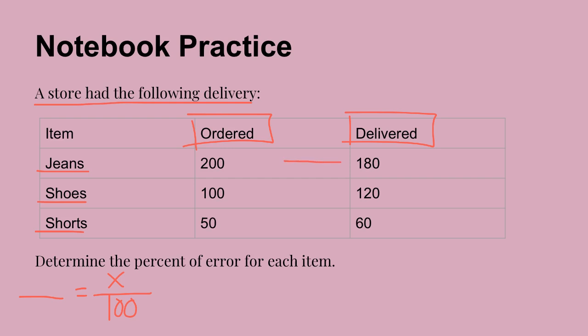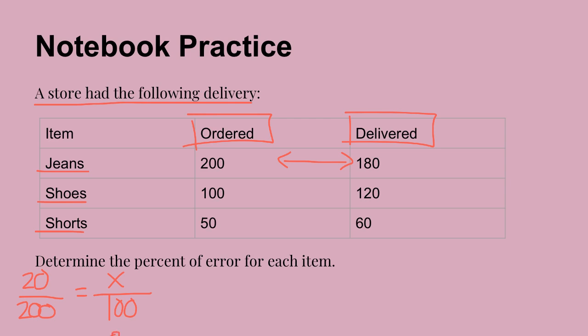It looks like they had 20 jeans that were the problem. They were in error. They had ordered 200 but only got 180. So that was 20 jeans in error out of an order of 200. Go ahead and pick up your calculator and solve that. You should have ended up with a percent of error of 10%.